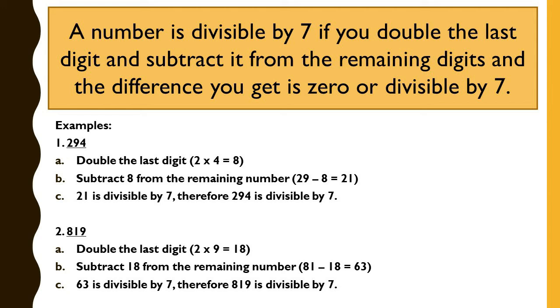For our second example, 819. Double the last digit, 2 times 9, it is equal to 18. Subtract 18 from the remaining number. 81 minus 18 is equal to 63. 63 is divisible by 7. Therefore, 819 is divisible by 7.